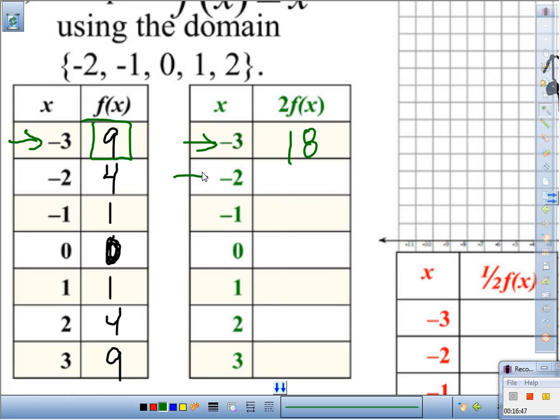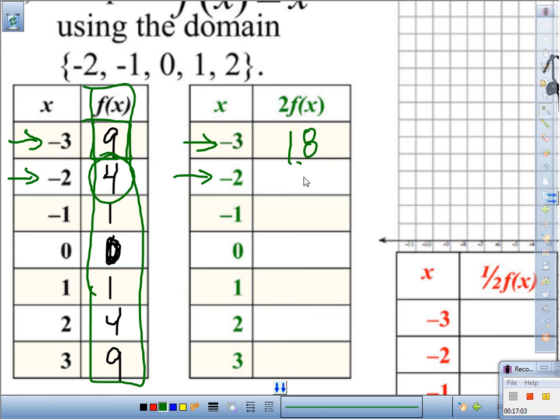Next, I go to my next one. X value is negative 2. That means I'm going to focus over here at negative 2. But I'm focusing right now on all my f of x's here. Is that correct? Yes. So my next f of x is what? 4. And this is 2 times f of x. So what is 2 times 4? 8. The next one, f of x is 1. Therefore, 2 times 1 is 2. And the next one is 2 times 0 is 0. And what do we know after 0? They repeat, so it's 2, 8, and 18.